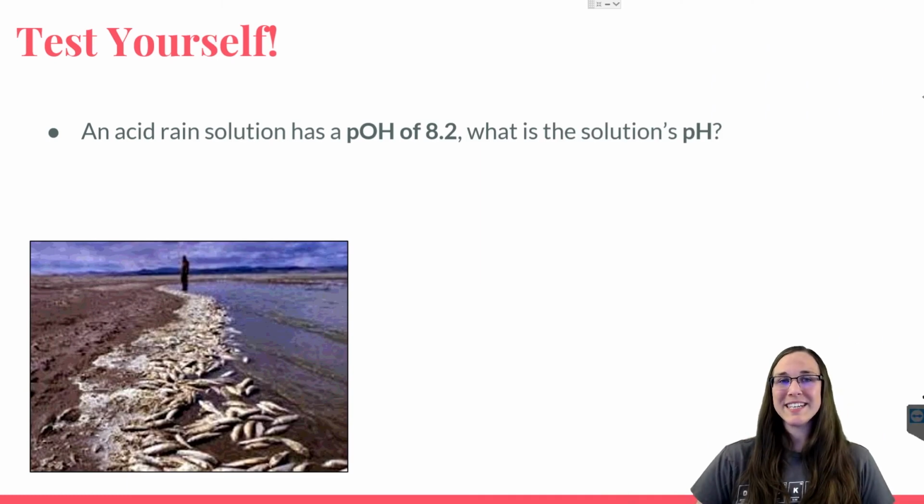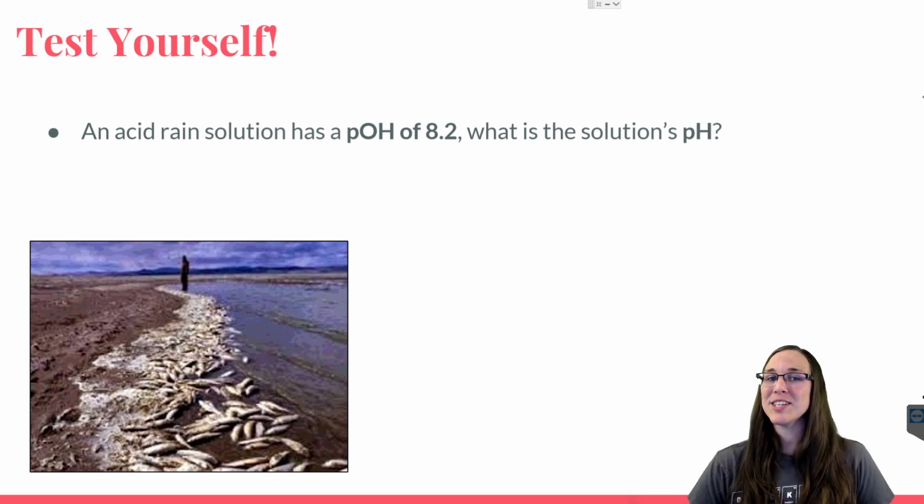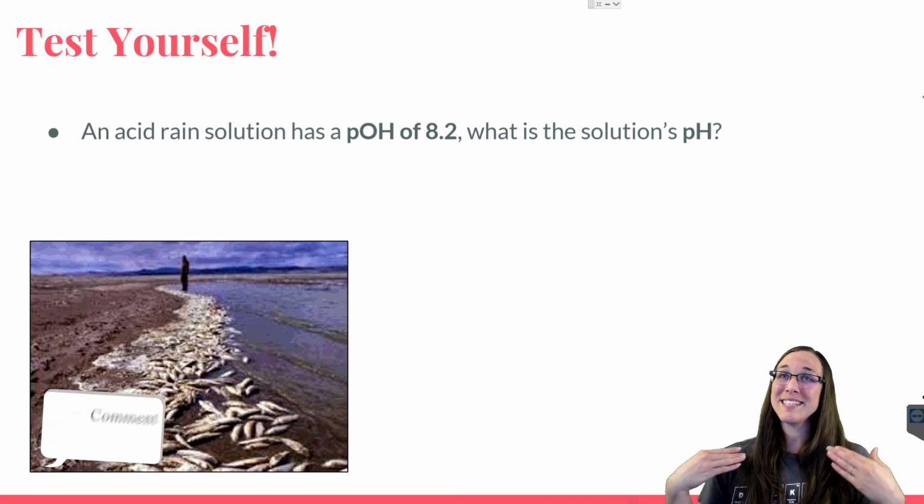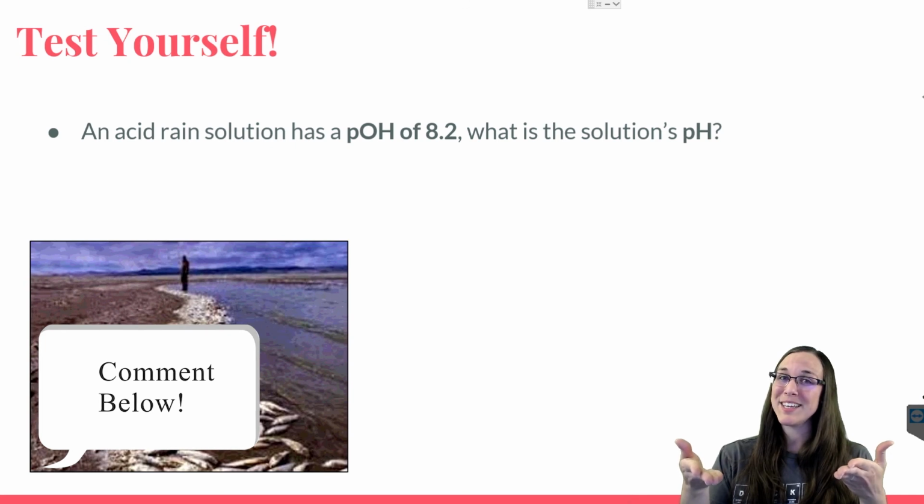Before you move on to part 4 of this series, make sure you test your understanding of pOH, pH, and concentration calculations. An acid rain solution has a pOH of 8.2. What's the solution's pH? If you'd like to know the answer to this test yourself question, please comment below and I'll be happy to tell you if you got it right.